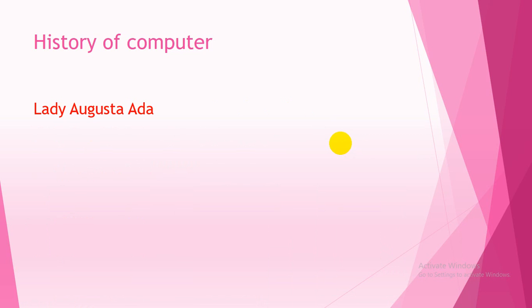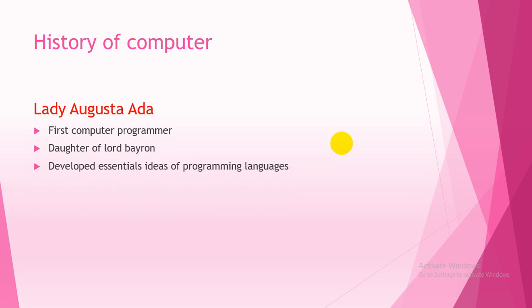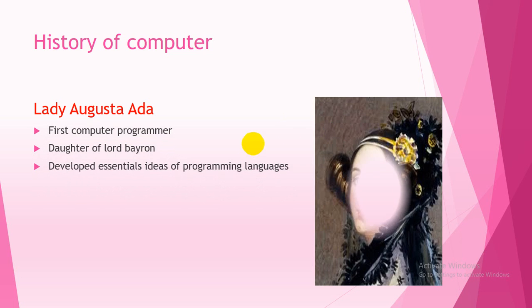And next comes Lady Augusta Ada. Lady Augusta Ada, who was the daughter of Lord Byron, was assisting Babbage in spreading his ideas. She also developed the essential ideas of programming languages. Lady Ada is honored as the first computer programmer, and this is the picture of her.